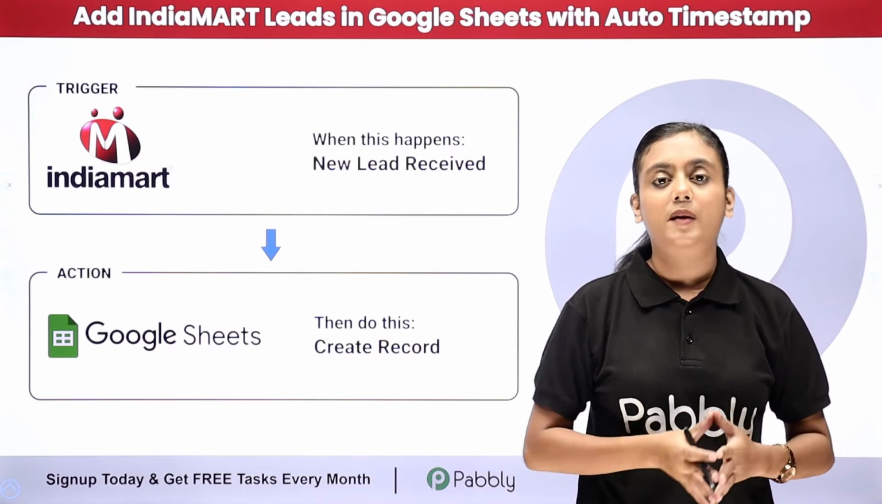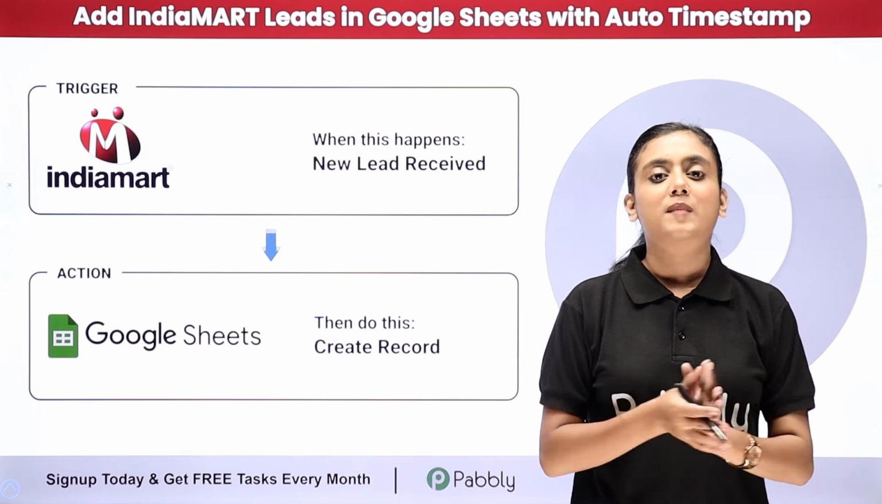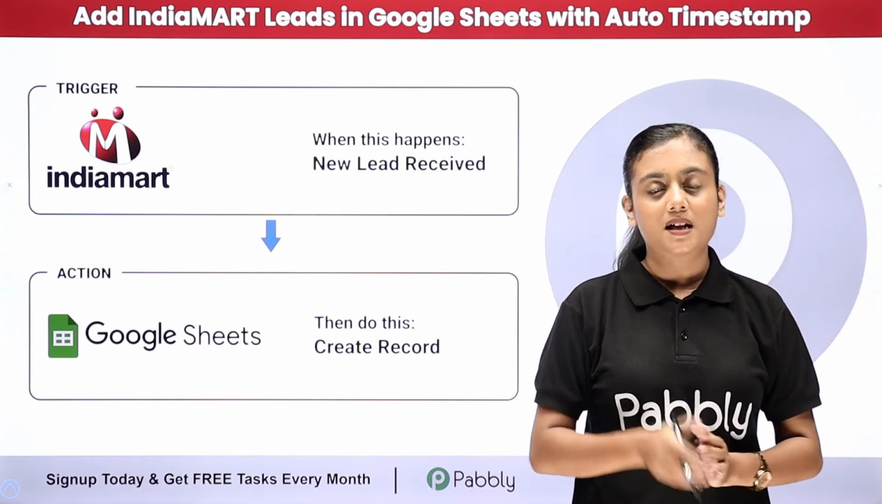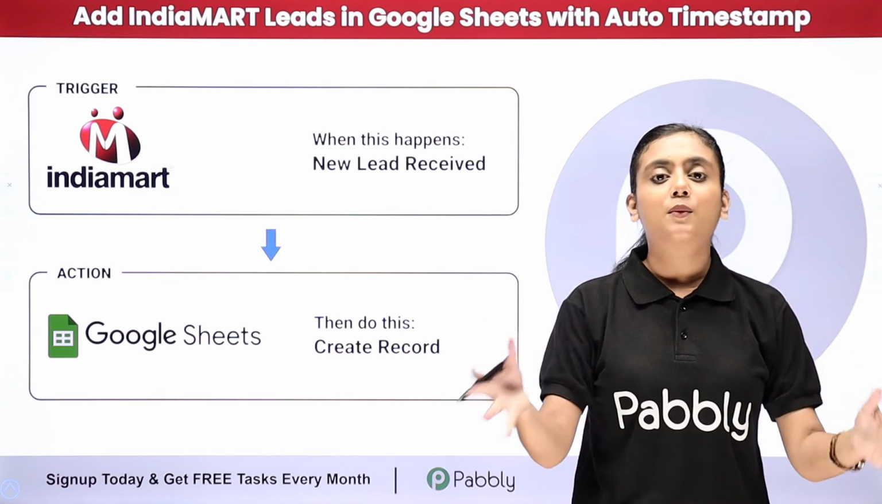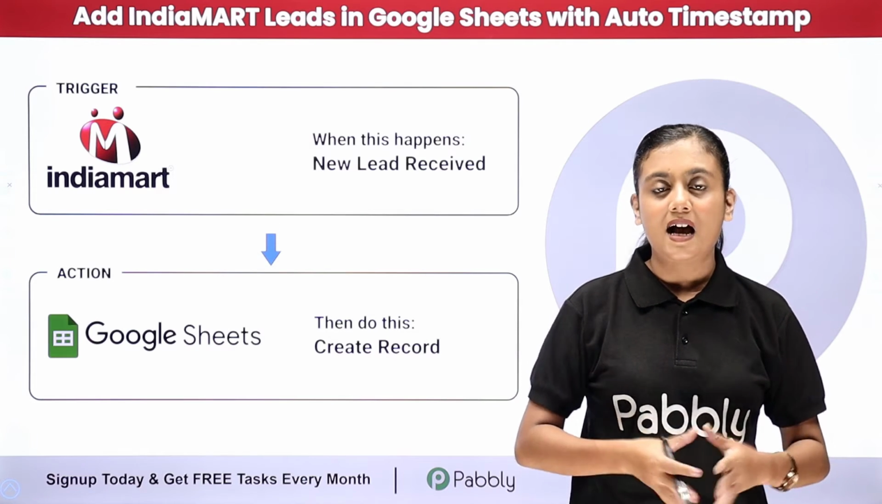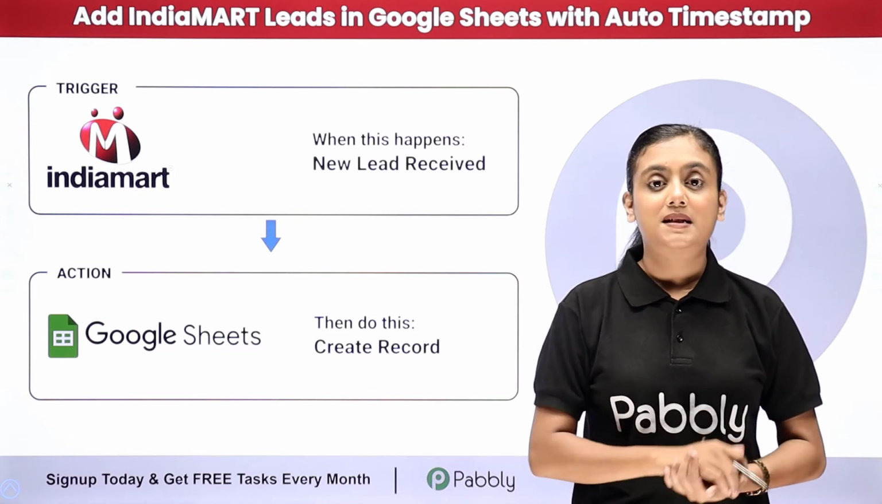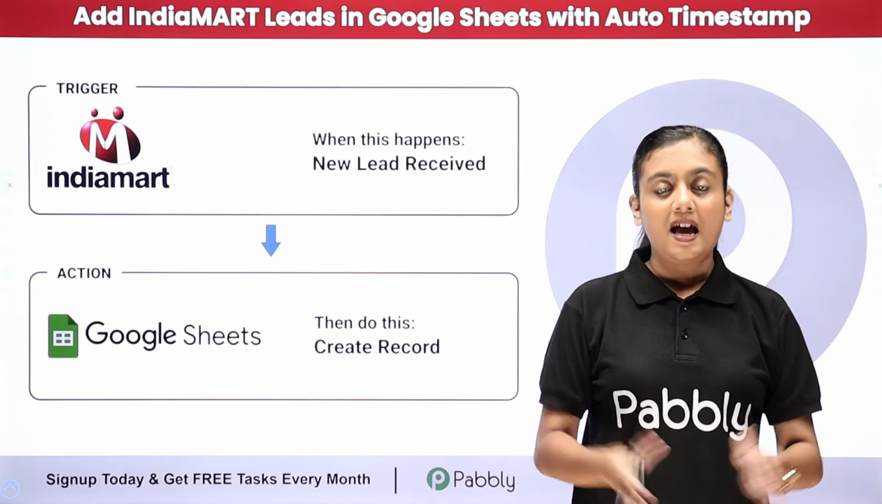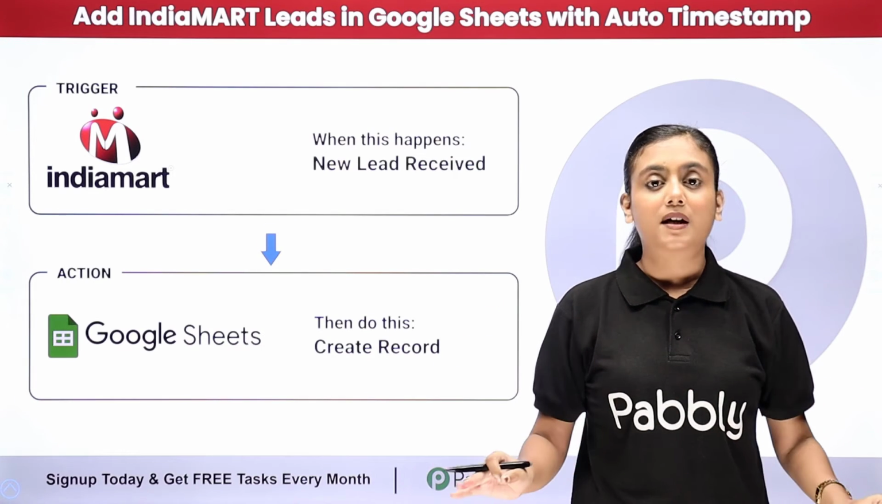So I am an owner of a manufacturing business and I receive multiple leads and inquiries on my IndiaMART account every single day. Now I want to create the record of my leads data in my Google Sheets with the timestamp of when the lead was generated. And doing that manually is a very time consuming job.